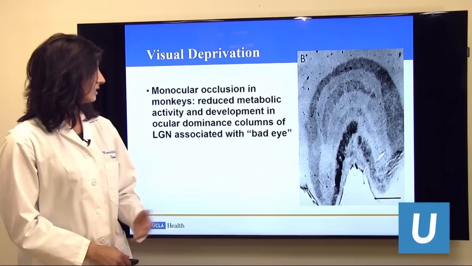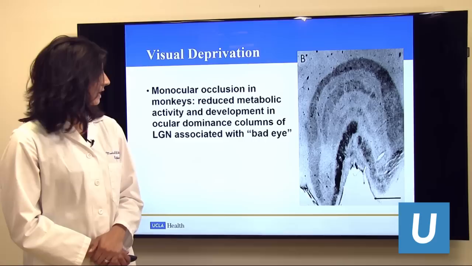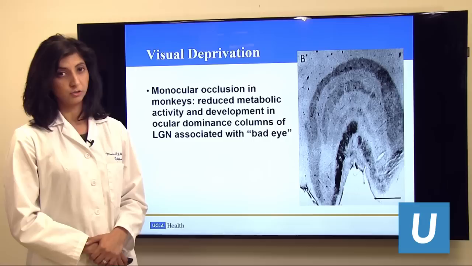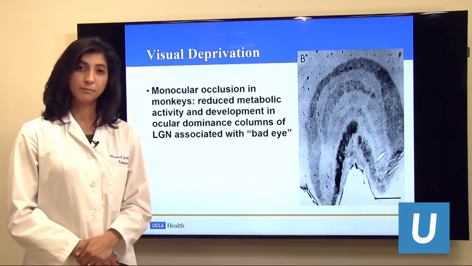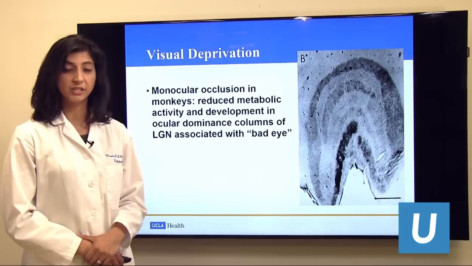Now, this is a study that was done in monkeys where one of the eyes was occluded during early childhood. You can see this figure on the right is a picture of the lateral geniculate nucleus, or the LGN. This is one of the visual processing centers in the brain. Now the LGN, as we mentioned before, receives information from both eyes, and it processes and interprets that information within these various ocular dominance columns, which you can appreciate with these various striations.